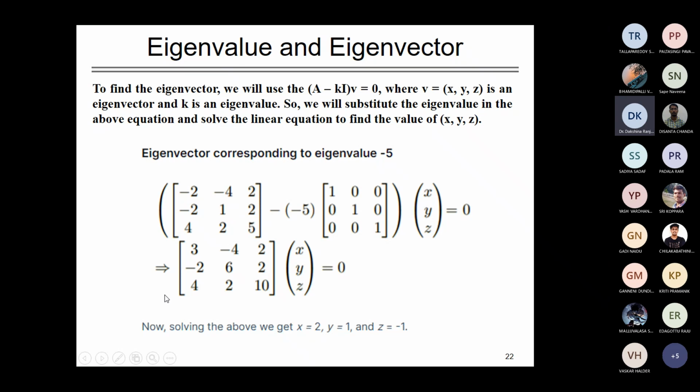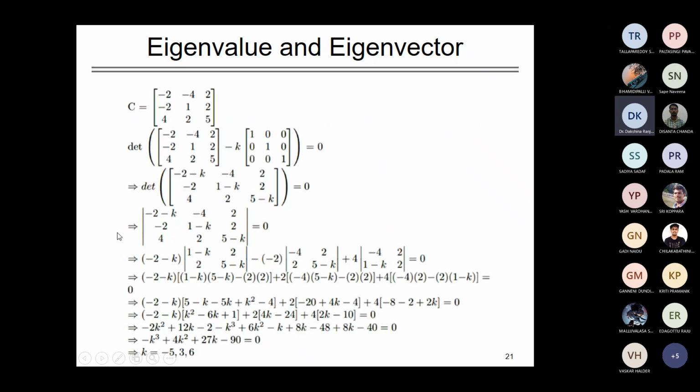Now we have to do one more task, which is to arrange these eigenvalues in descending order. If we arrange the eigenvalues in descending order, we will get 6 first, then 3 will come next, and finally we will get -5. Accordingly we will get the eigenvectors as principal component 1, principal component 2, and principal component 3. Since this is a three-dimensional feature vector, you will get three eigenvalues and three eigenvectors.